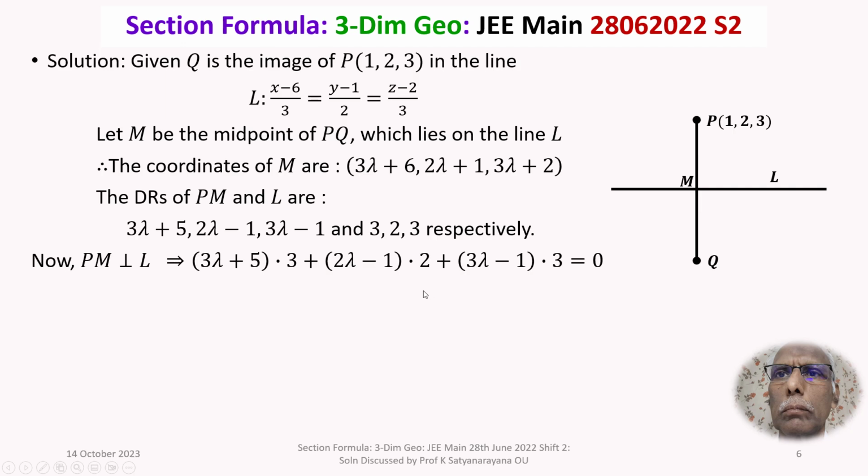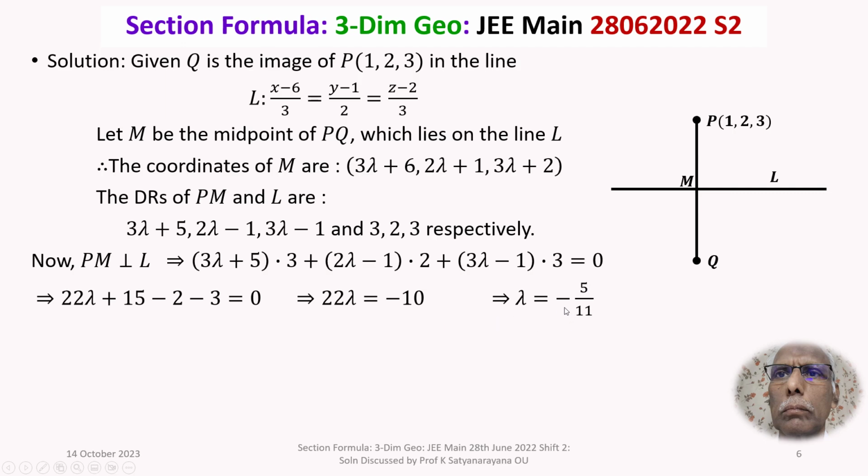Now multiply: you will get 3 lambda into 3, 9 lambda, plus 4 lambda plus 9 lambda, that is 22 lambda, plus 15 minus 2 minus 3 is equal to 0. That implies 22 lambda is equal to minus 10. That implies lambda is equal to minus 10 by 22, that is minus 5 by 11.